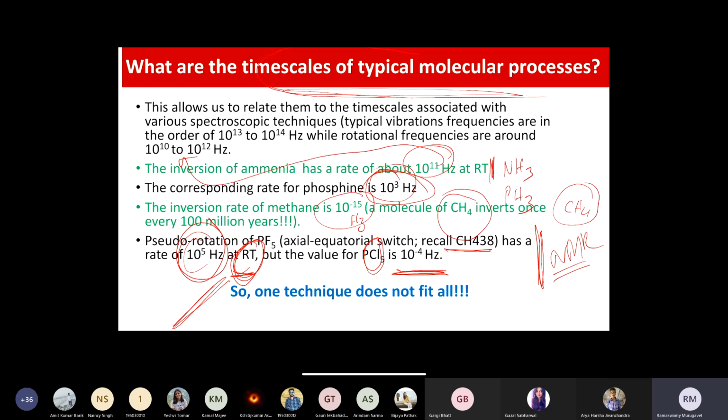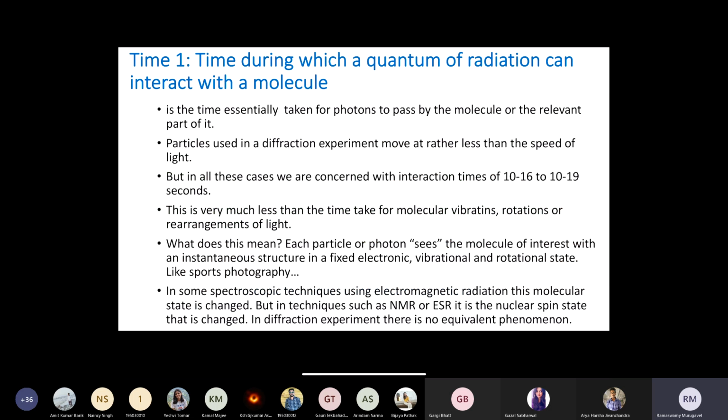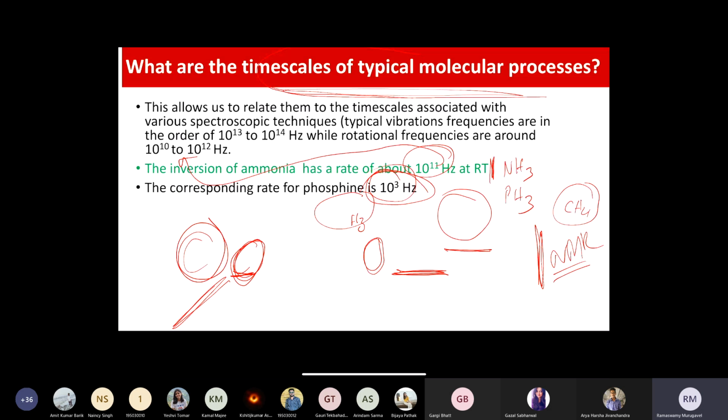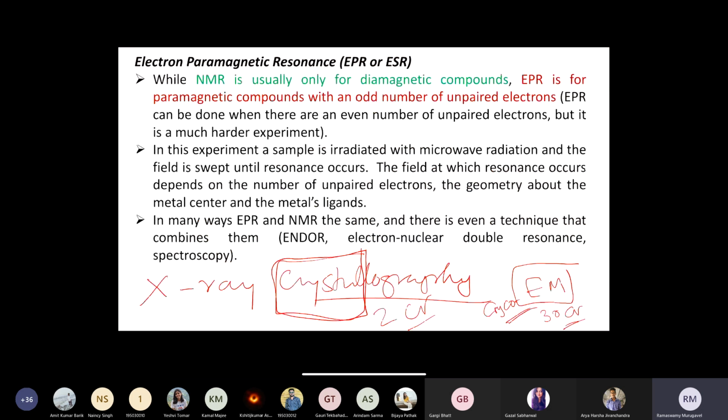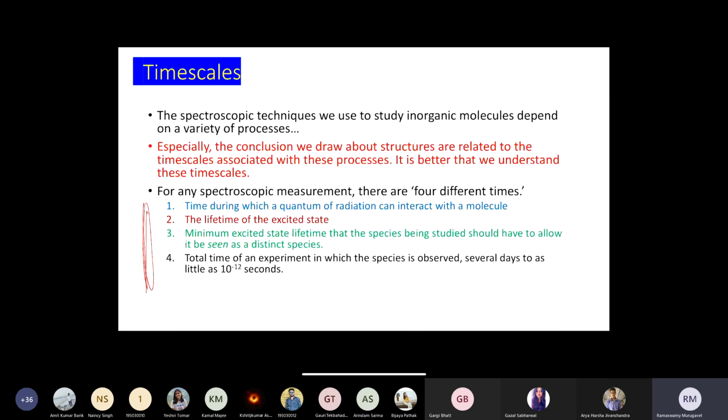So this particular slide is essentially to impress upon you that different molecular processes have different times, and you have to look for different spectroscopic techniques. I talked about 4 different times 2 slides back. These 4 different times, let me just go through in the time that is available.